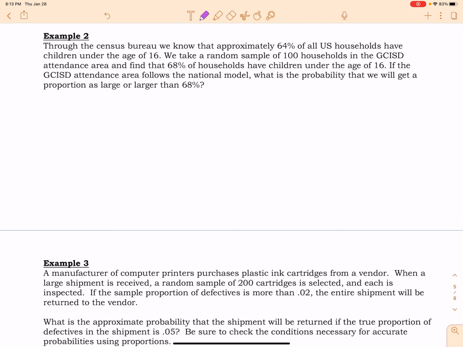In this video, we are going to look at a sampling distribution for proportions for AP statistics. In this example, through the Census Bureau, we know that approximately 64% of all U.S. households have children under the age of 16. We take a random sample of 100 households in GCISD, in the attendance area, and we find that 68% of households have children under the age of 16.